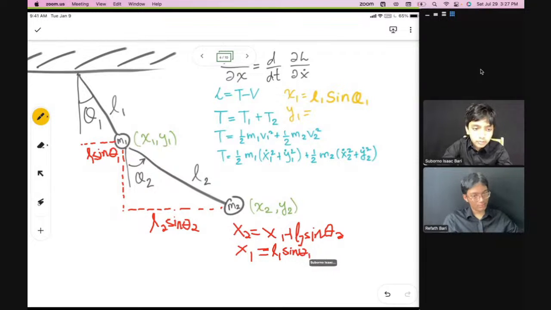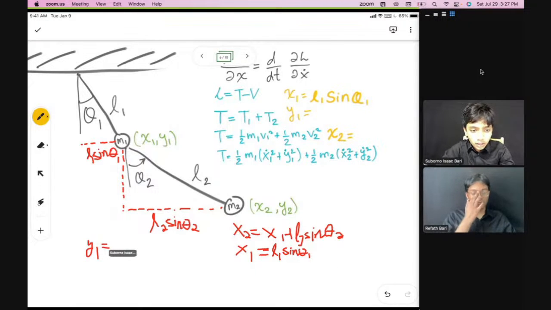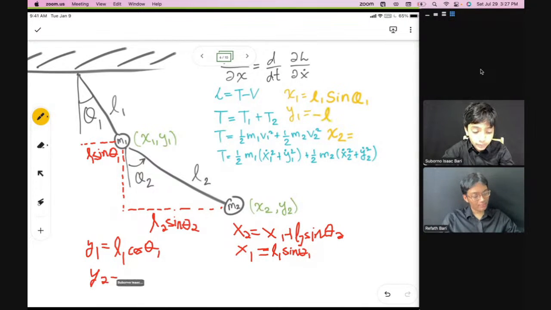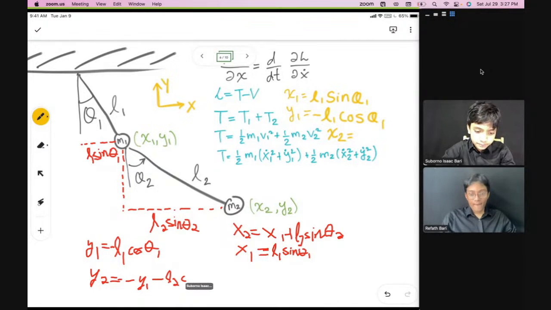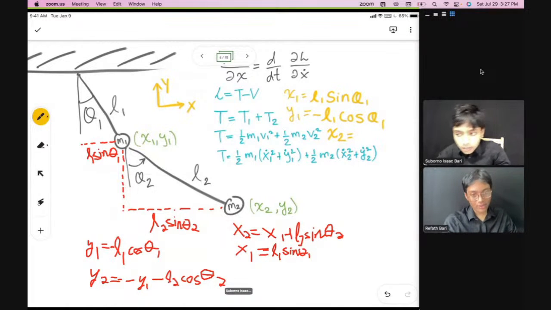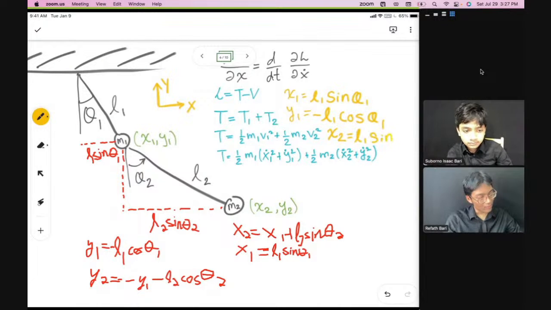Okay. So y1, using the same principles, is equal to L1 cosine theta 1. Of course, it's pointing down, so I'm going to put a negative on that. That's true. And y2 is negative y1 minus L2 cosine theta 2. Absolutely. I'm going to write down everything you wrote. So x2 is x1 plus L2 sine theta 2, and x1 is, of course, L1 sine theta 1.